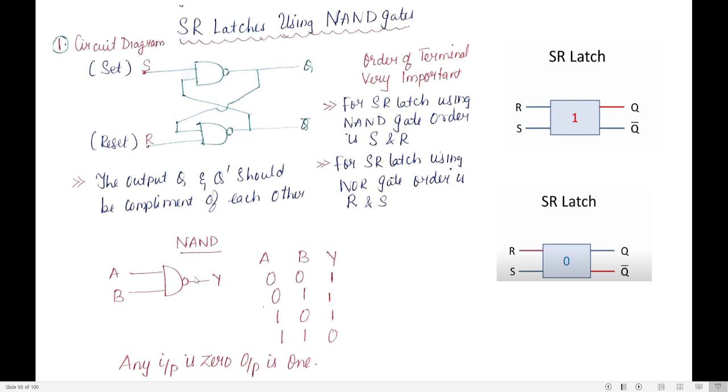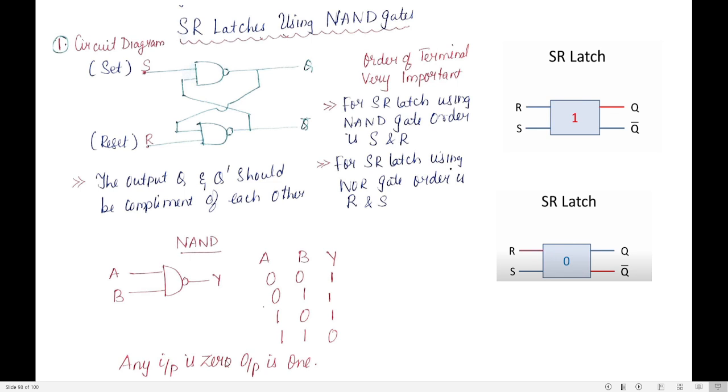So we need to know the truth table of NAND. You know what a NAND gate and an inverter are. AND plus NOT will form NAND. For A and B, the AND operation is multiplication. If A and B are 1 and 1, 1 into 1 is 1, and the complement of 1 is 0. So 1, 1 gives 0. This is the truth table of the NAND gate.